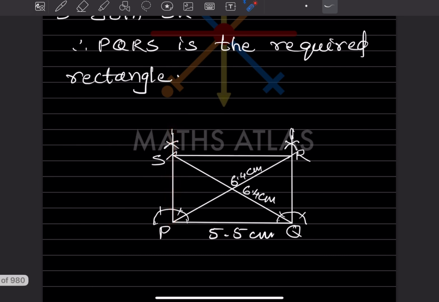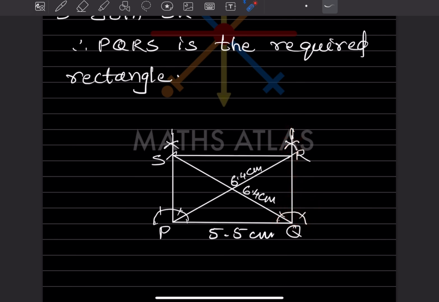Same thing you will do taking the point Q over here. So you will draw an arc. So this and this you are going to cut. From here you will draw one arc over here. From here you will draw the arc over here. And this is the point of intersection. And you are going to join this one.